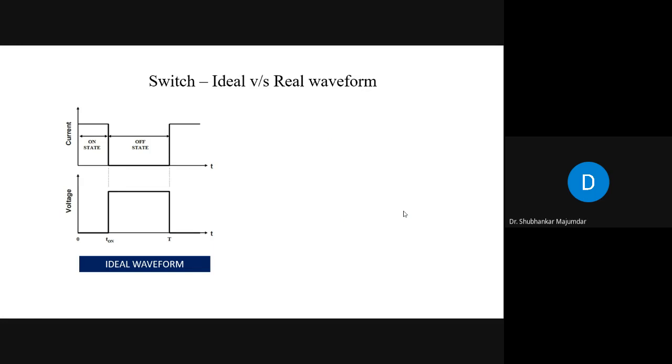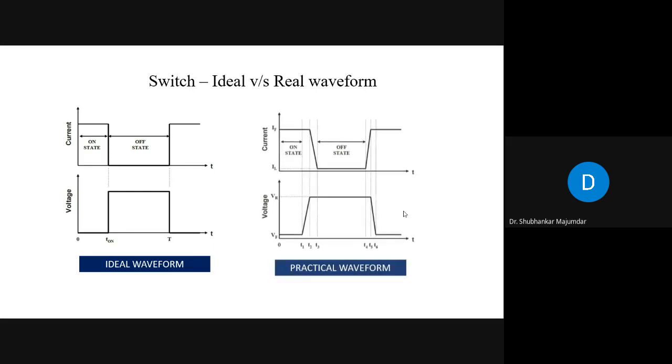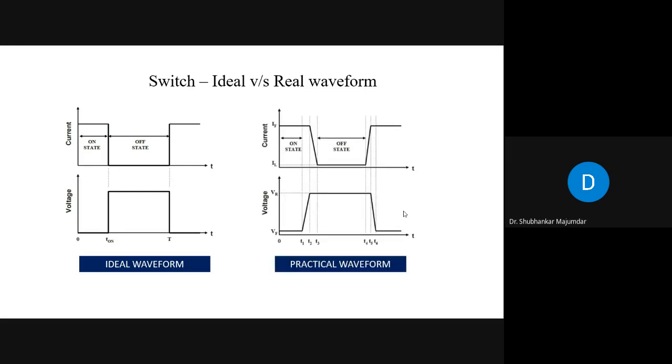This is the ideal waveform, but we didn't get an ideal waveform. This is the practical waveform, which has some delay time, some fall time, and some rise time. So this is the issue: in this condition, the power losses happen when it is in transition mode. When a signal is in transition mode, only then are the power losses increased.